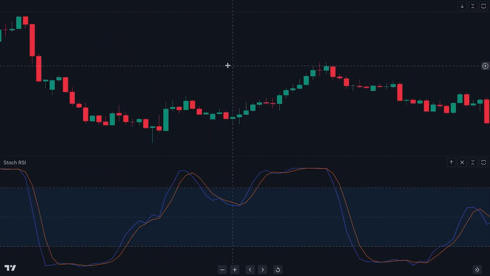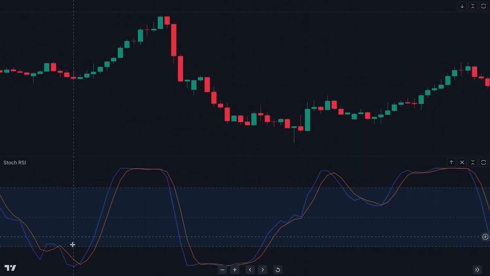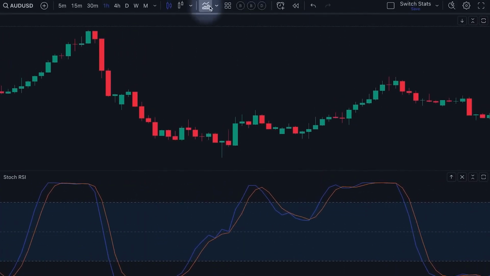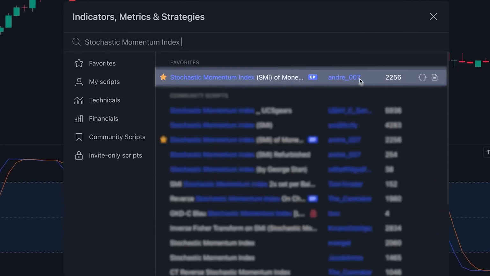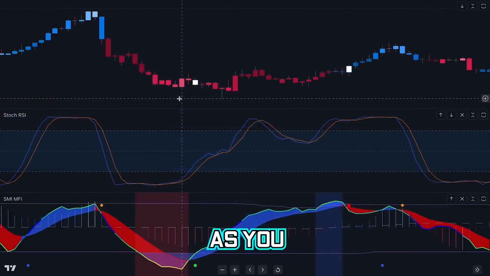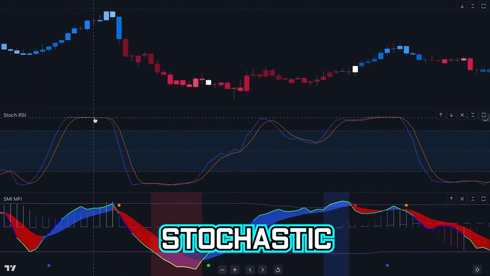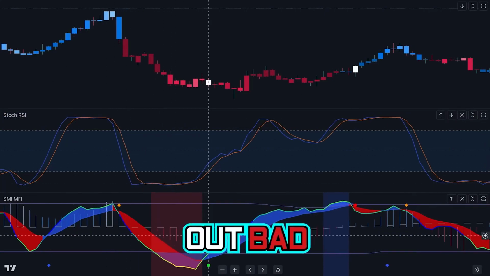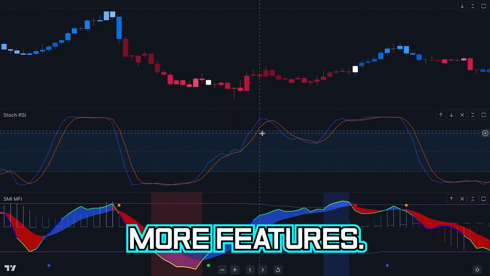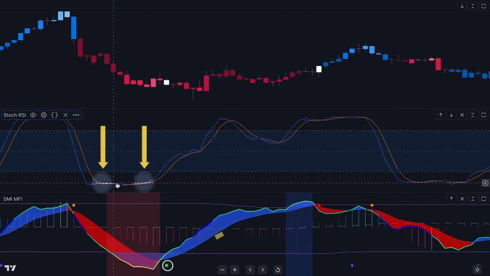Now let's add the updated version of the indicator and compare the signals. Click on the Indicators tab and search Stochastic Momentum Index, this one by Andre007. Save it and add it to your chart. As you can see, when compared to the traditional stochastic RSI, we can see that the SMI does a far better job at filtering out bad signals and has a lot more features. Here we can see that the indicator was able to avoid a number of false signals.